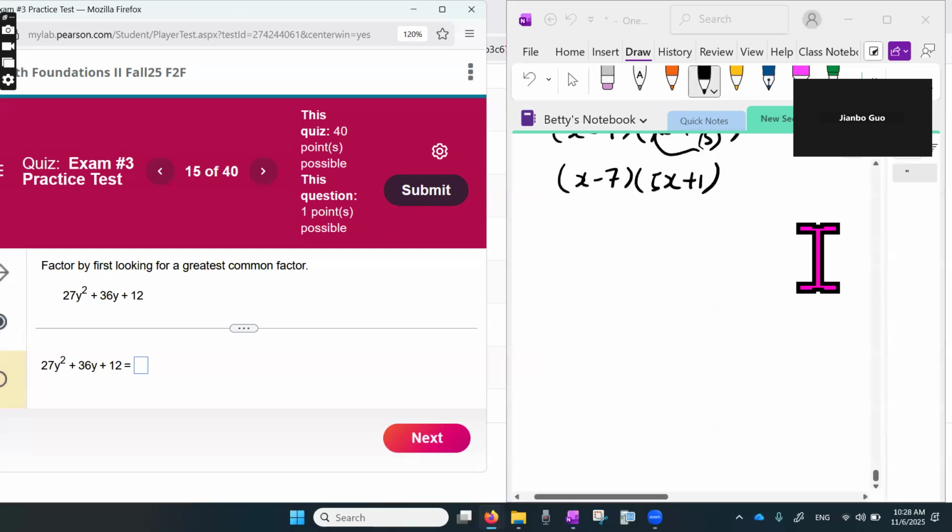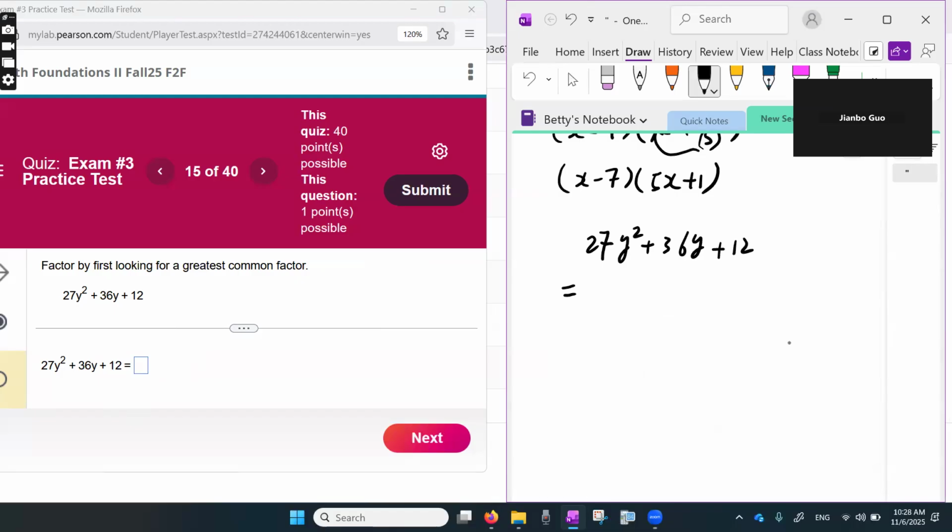Question number 15. Factor by first looking for the GCF. That's a good reminder because this trinomial's GCF is 3, right? 27y squared. Knowing this trinomial is in the variable y, we would have to write y. GCF is 3, so we factor 3 out. We have 9y squared plus 12y plus 4.